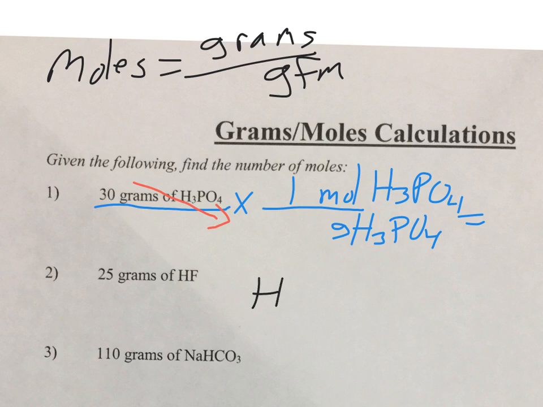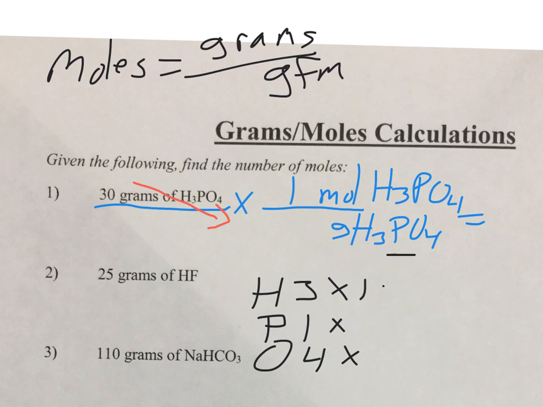How many hydrogen do we have? 3. And how many phosphorus do we have? 1. How many oxygen do we have? 4. Very good. Okay, so now remember, to get your molar mass, you have to multiply it times what? Times our mass. Very good. So how much does hydrogen weigh?